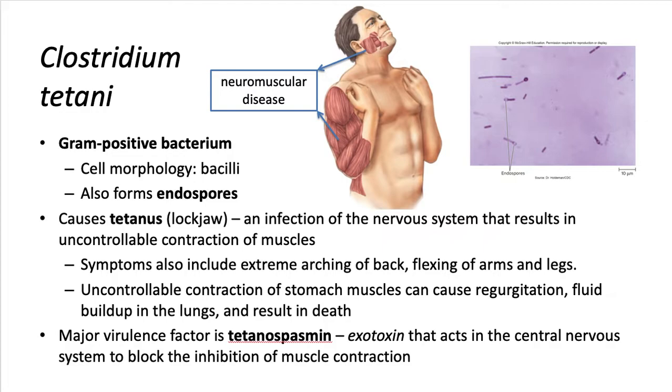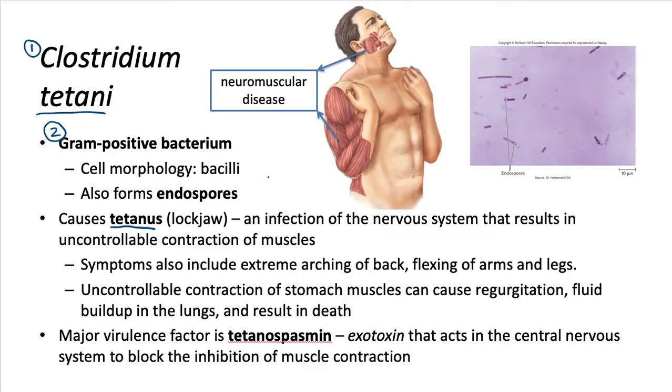All right, we're also going to talk about a second species of Clostridium called Clostridium tetani. So the pathogen name is Clostridium tetani. Like other Clostridium species, it's gram-positive, and the disease it causes is in the name. It causes tetanus. So we'll take a closer look at what tetanus actually is.